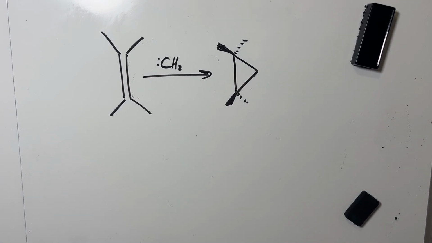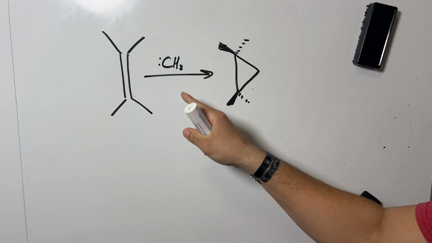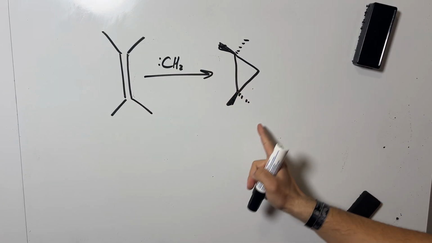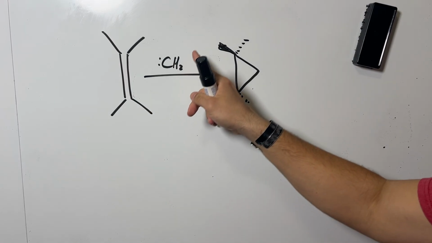3, 2, 1. This reaction right here is known as a cyclopropanation of an alkene. So we take an alkene, a species known as a carbene, and we form a cyclopropane ring. Now you already know your alkenes, but what is a carbene?